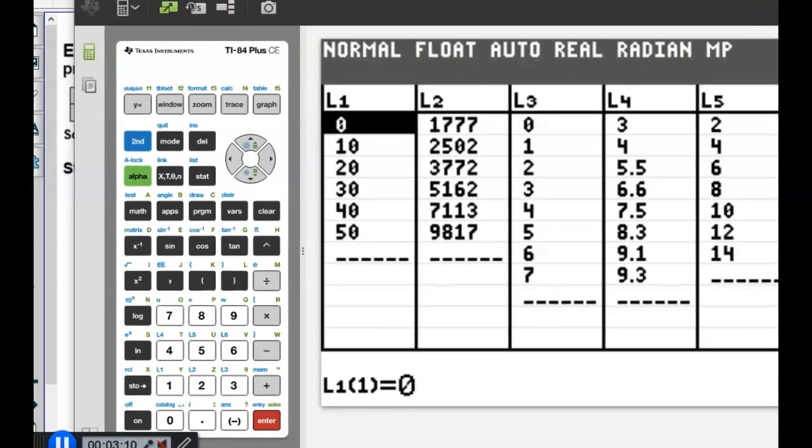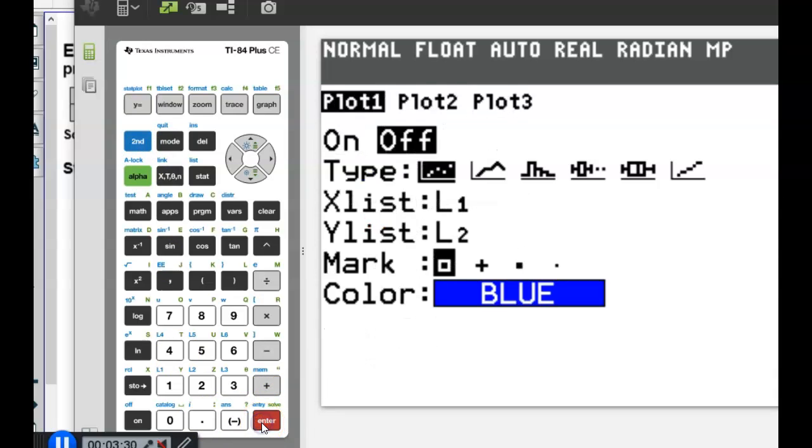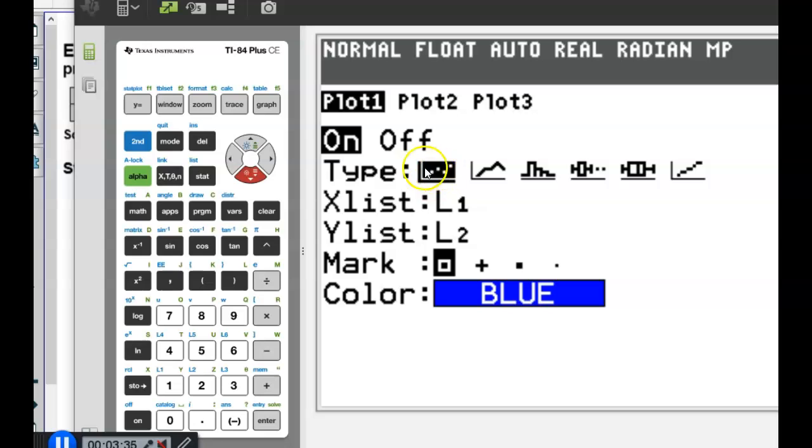Okay, then we're supposed to be able to look at the stat plot. How do we do that? Or the scatter plot. Okay, second y equals, good call, then what? Okay, turn plot 1 on. We are choosing the first one here, just the dots, and make sure it says list 1 and list 2. And then what do we have to do to get it to actually show up?